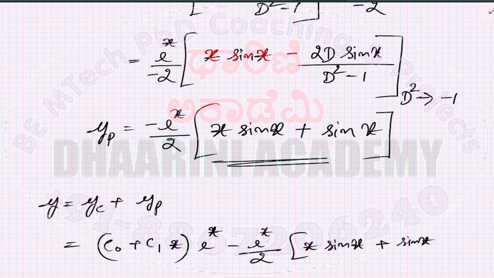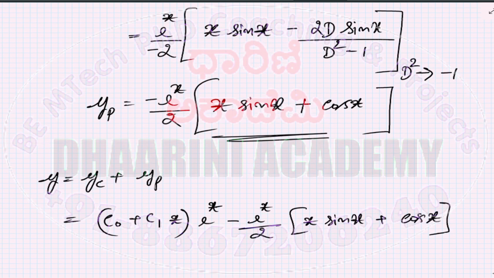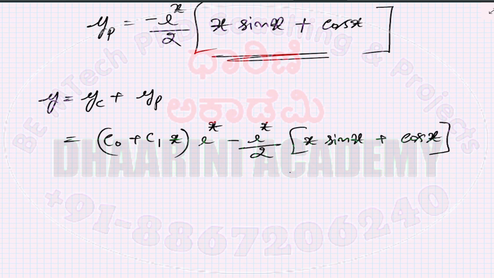I think we made a mistake here. Yeah, sorry for the inconvenience. Please correct, that is 2 times differentiation of sine x should be cos x, right? Kindly correct. So this is cos x. So we have cos x over here. This is the final answer.